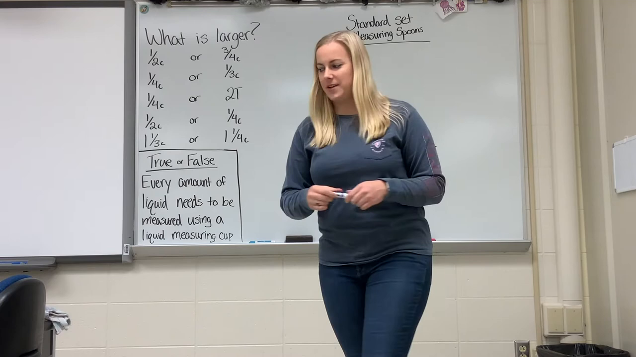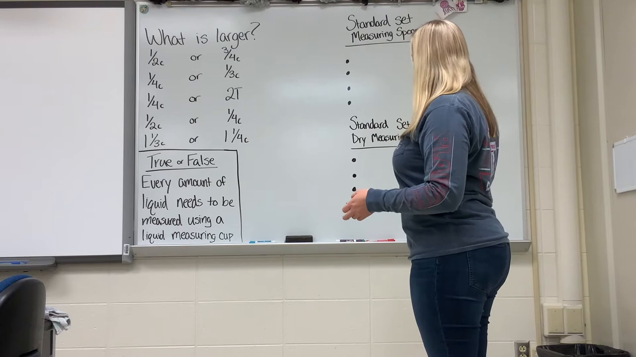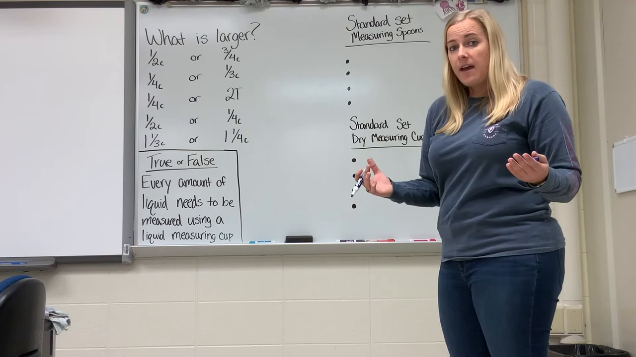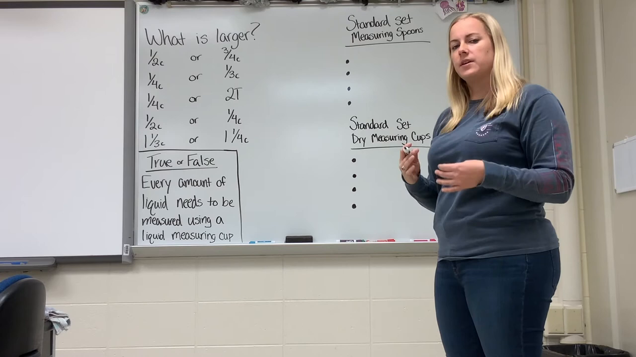Okay, so I think the easiest way is going to be to start with the standard set of measuring spoons and the standard set of measuring cups. Remember that a standard set just means that if you buy this set from any store, they have to include these 4. They can have extra, but they have to include these 4. So we want to only be thinking about things in terms of the standard set.